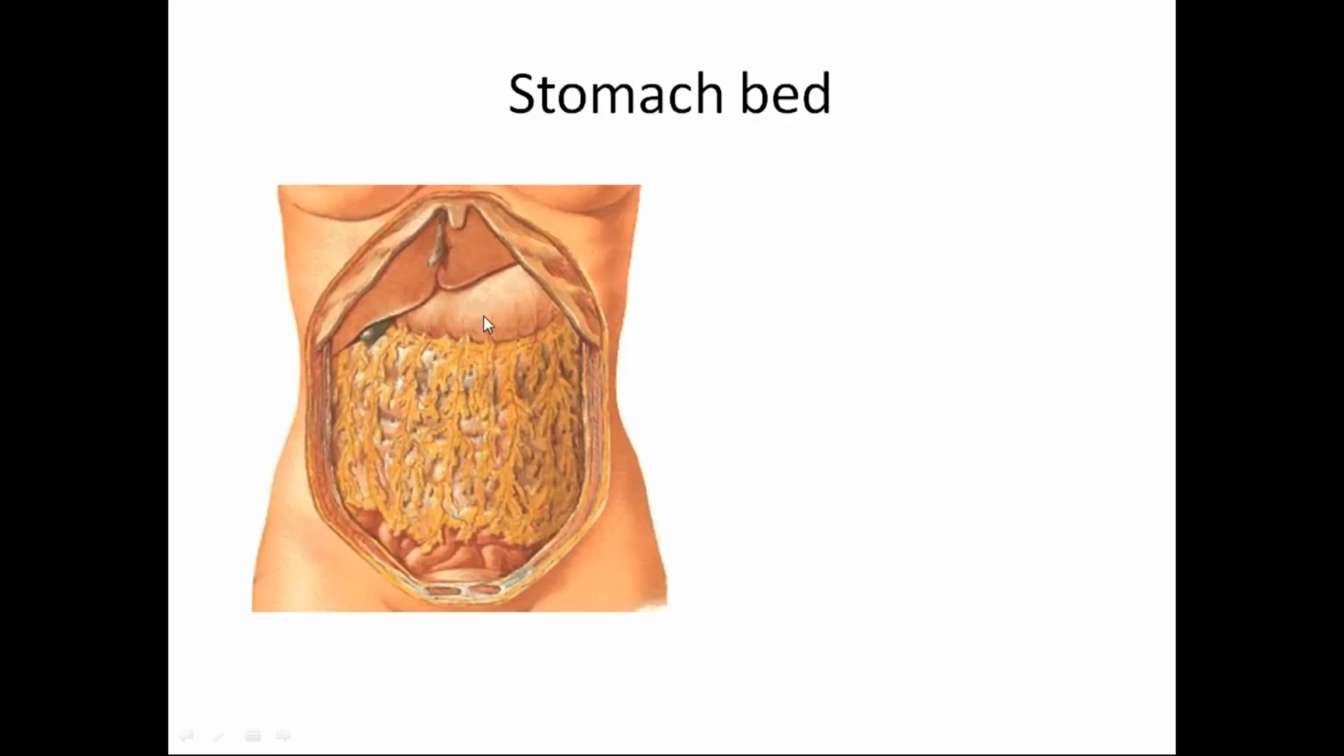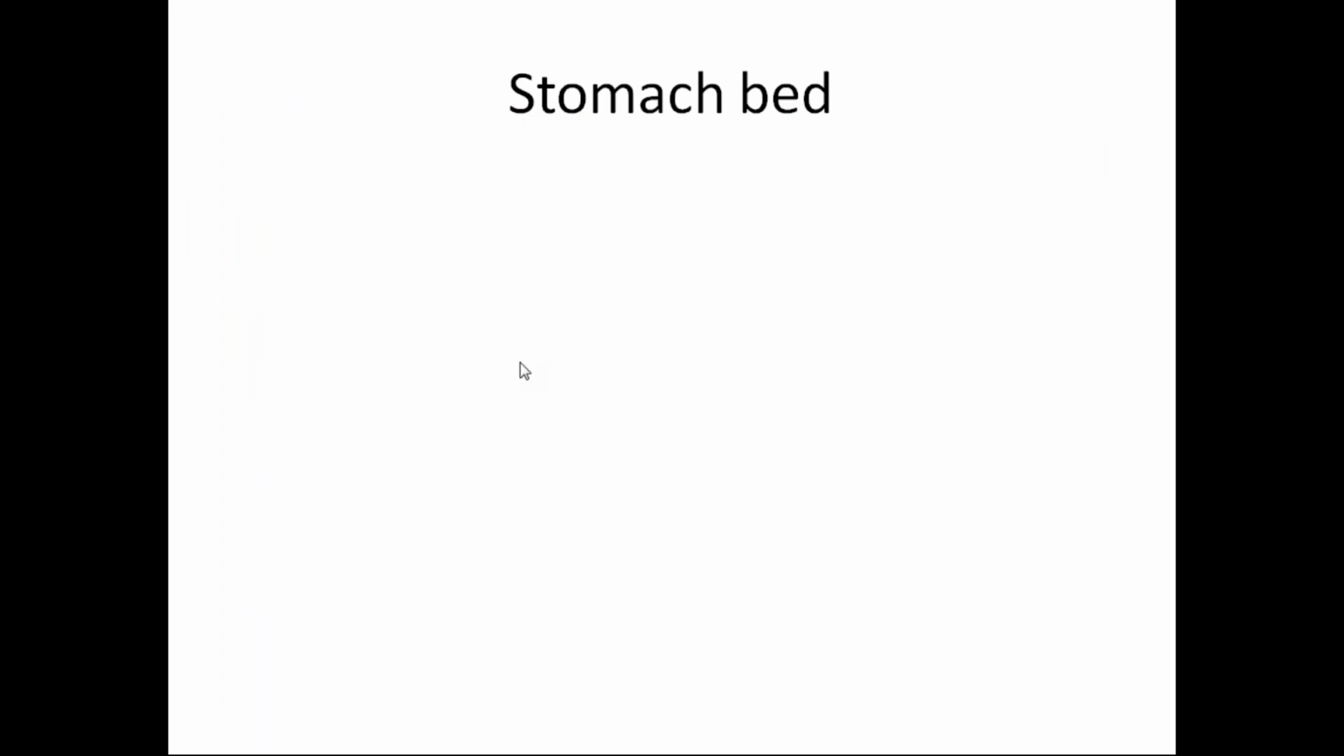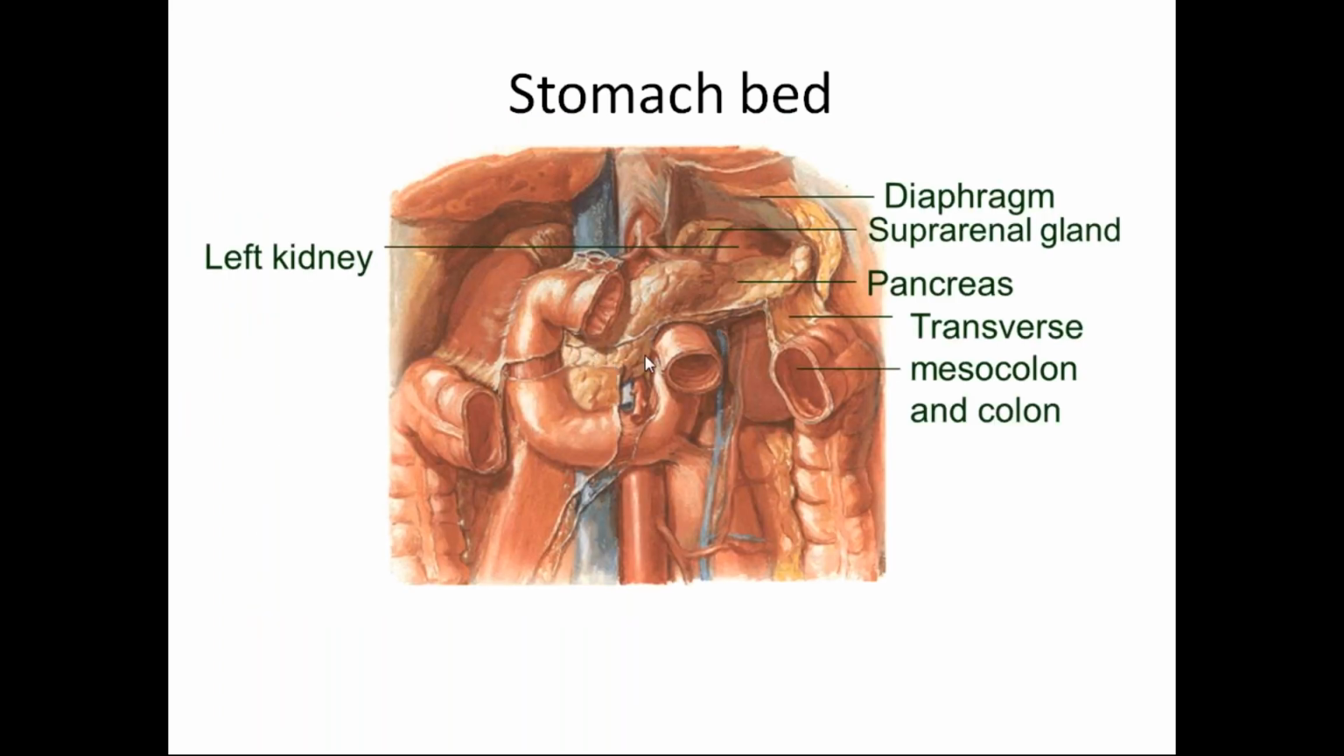Okay, in the next picture you can see the stomach here and the greater omentum. This is the transverse colon. So after removing the stomach and the greater omentum and after removing the transverse colon, this is the transverse mesocolon and this is the duodenum. You can see the pancreas here. This is splenic artery, left kidney, left suprarenal gland. So these are the structures forming the stomach bed. Now the peritoneum covering all these parts will form the posterior boundary of the lesser sac.